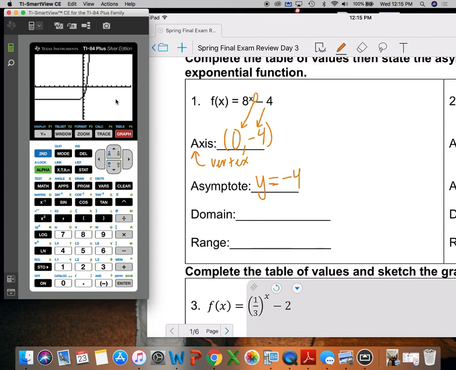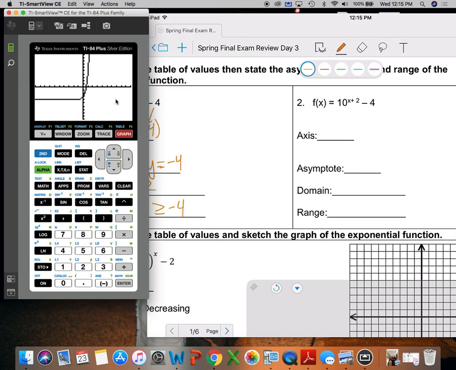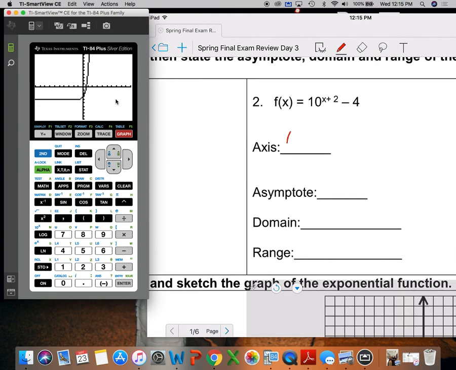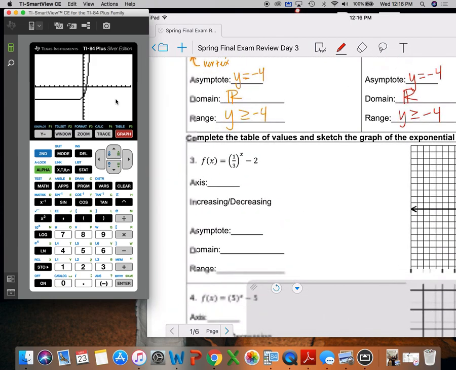My domain for this is going to be all reals, and my range is going to be greater than or equal to my asymptote. So problem 2, my axis is the opposite of what's inside with x, the same as what follows. My asymptote is going to be a y asymptote. Domain is still all reals, and then my range is greater than or equal to -4.